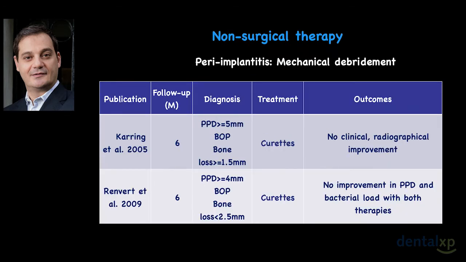So how about the peri-implantitis? Here again, same thing, treatment by curettes. They said that the outcome, and look at it, with pocket depth over or equal to 5 millimeters with bone loss of over or equal to 1.5 millimeters, was no clinical and no radiographical improvement. Ramvert is the same thing: no improvement in pocket depths and bacterial load with both therapies. So again, in peri-implantitis, we are looking at something totally different. You can't only do the mechanical debridement.